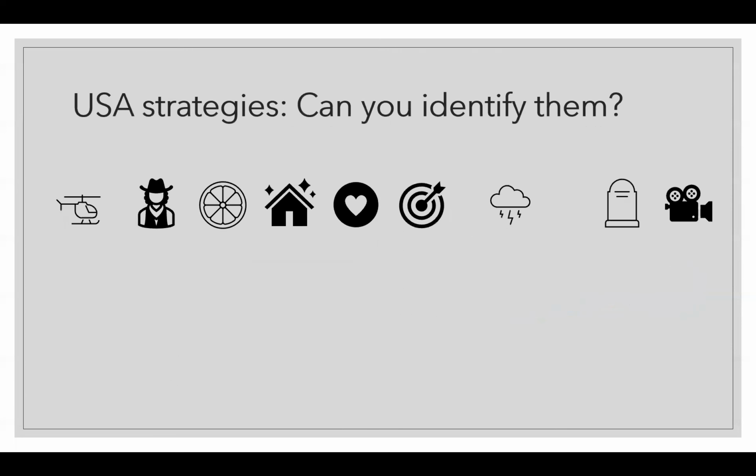Right, so these are the USA strategies. Are you able to identify them? I'll give you 2 seconds.